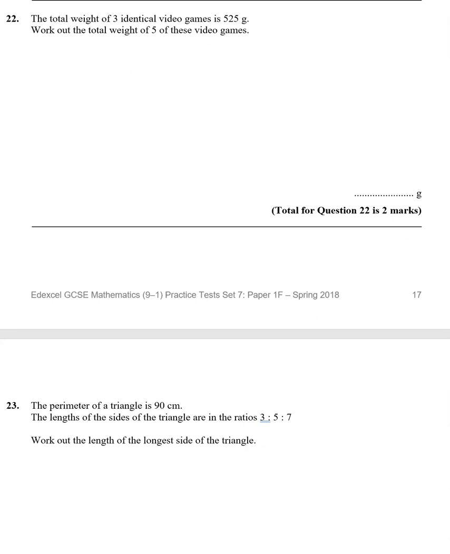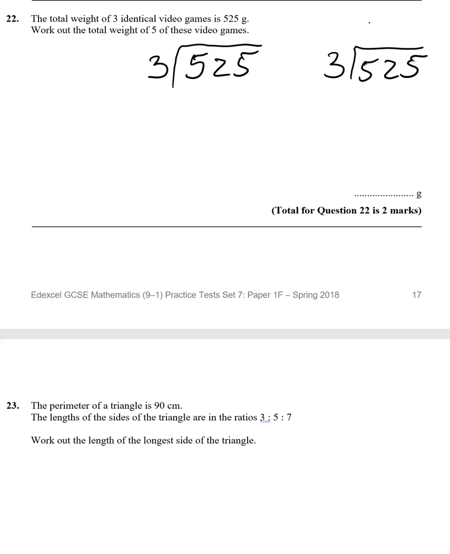22. Total weight of 3 identical video games is 525. Work out the total weight of 5 of these video games. Okay, well let's work out how much 1 is, and then we can times by 5. So let's try again. 3 into 5 goes 1, remainder 2. 3's into 22 goes 7, remainder 1. 3's into 15 go 5. So one video game is 175.